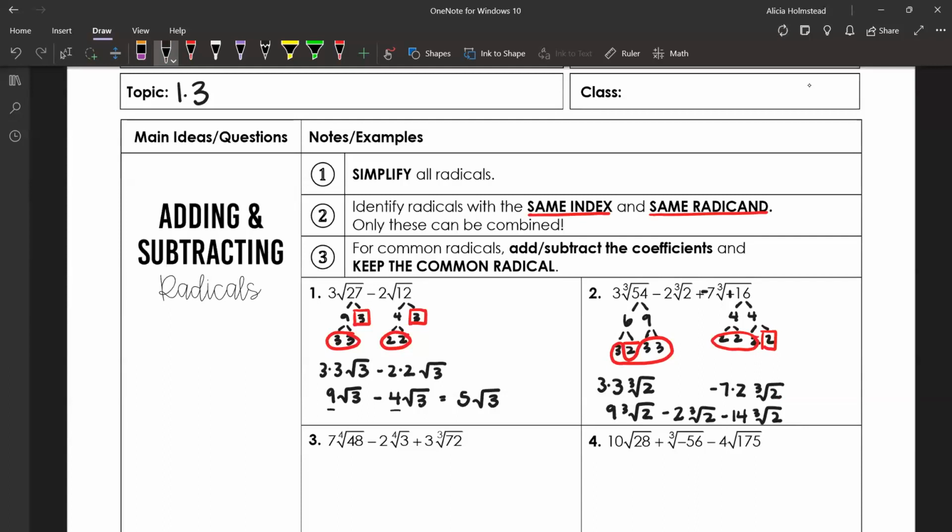Okay, so we simplified all of our radicals, and then we're going to look for radicals that have the same index and the same radicand. Well, fortunately for us, all of these are cube roots of 2, so we can combine them. So we'll just go ahead and combine their coefficients. So 9 subtract 2 is 7, subtract 14 is going to be negative 7 cube root of 2. Maybe I'll box these so that the answer's a little easier to find.